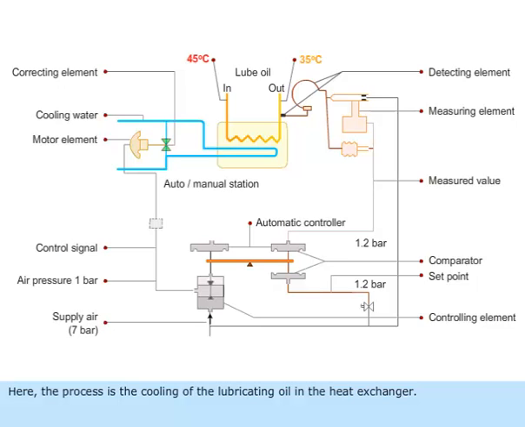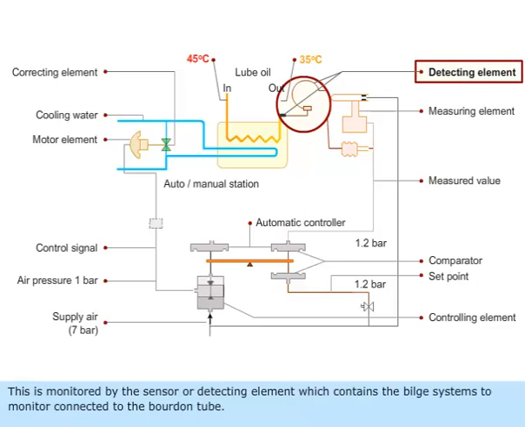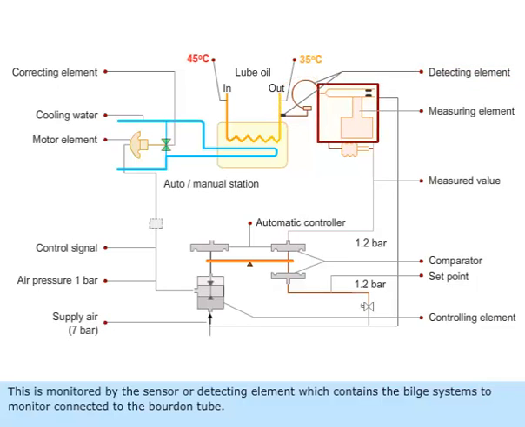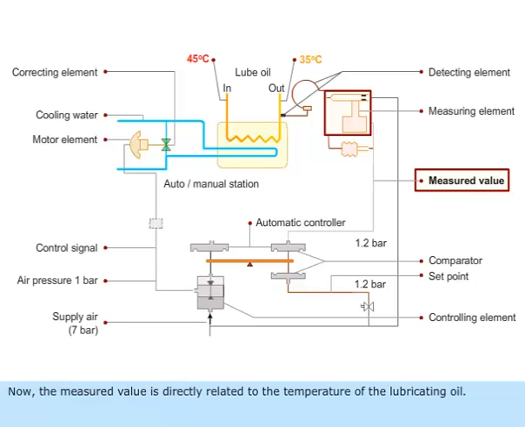Here, the process is the cooling of the lubricating oil in the heat exchanger. The control condition is the temperature of the lubricating oil. This is monitored by the sensor or detecting element, which contains the bellows system to monitor, connected to the Bourdon tube. This produces a pneumatic signal. Now, the measured value is directly related to the temperature of the lubricating oil.